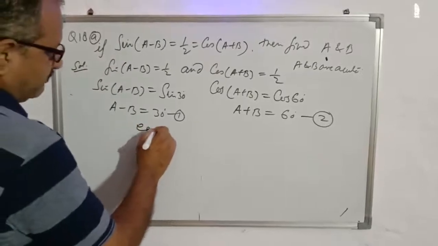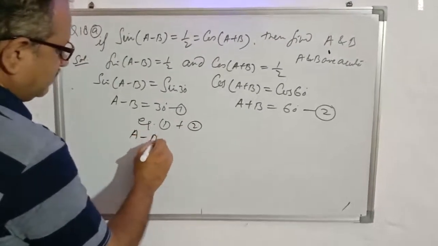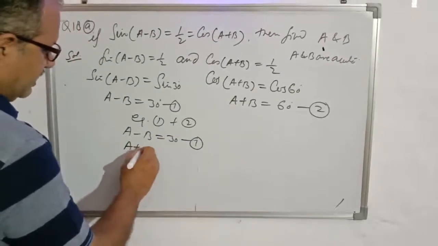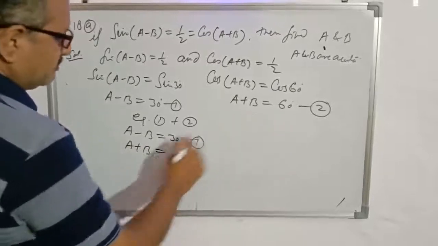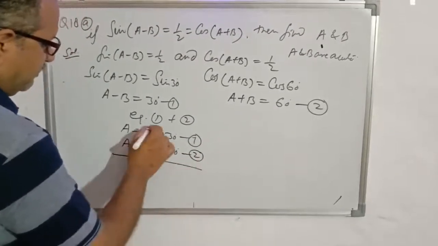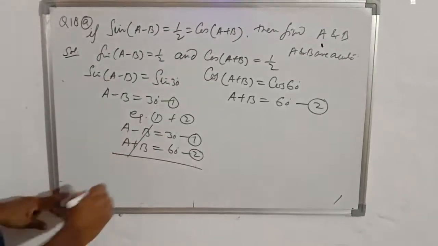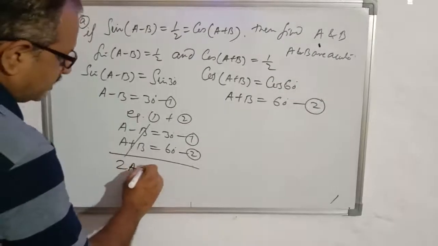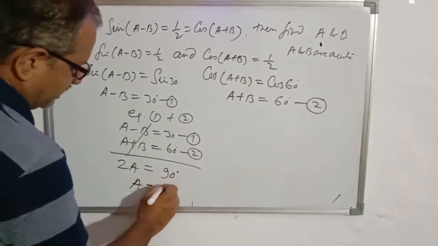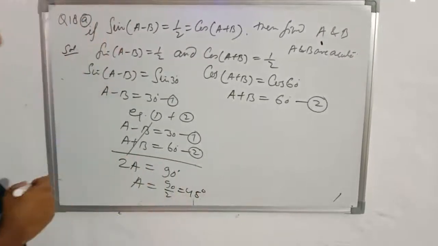So add equation first and second. a minus b is equal to 30, first equation. a plus b is equal to 60 degree, second equation. When we add, minus b plus b cancelled, a plus a, 2a, 60 plus 30, 90. So angle A is 90 by 2, which means 45 degree.